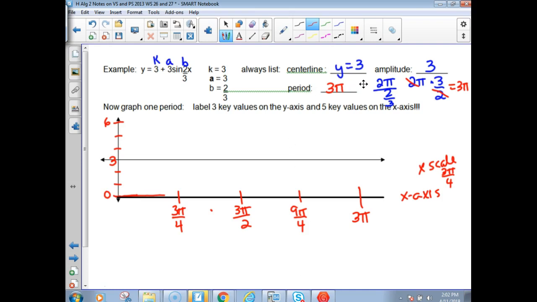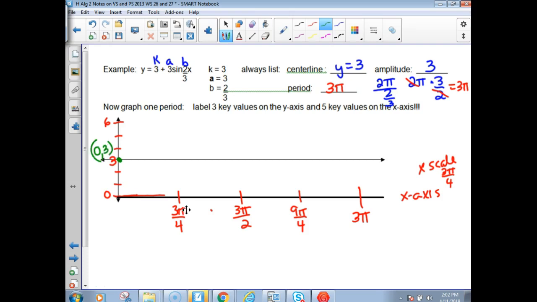All right, what else do I need to remember? Well, pretty much got everything I need. I've got the 3 key values on my y-axis, and I've got the 1, 2, 3, 4, 5 key values on my x-axis. All right, now I need to graph a sine wave. The sine normally starts at 0, 0, but this has been shifted up 3. So it's going to start here at 0, 3.